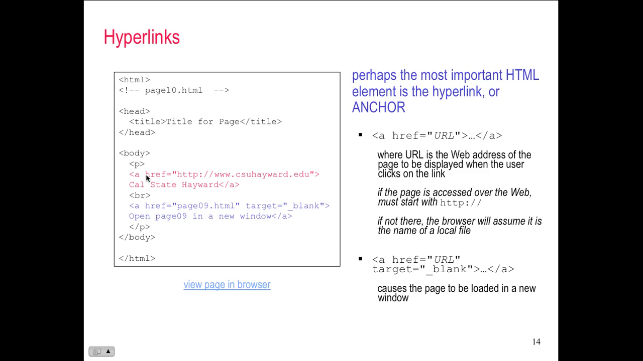So here's our example up here, where we have Cal State Hayward. And then here's a local page. Because we didn't put a URL in there, it's just going to open up this particular HTML page. Target is blank, which means it's going to open up a new window. This is not a pop-up window. This is a new browser window, which makes navigation easier.